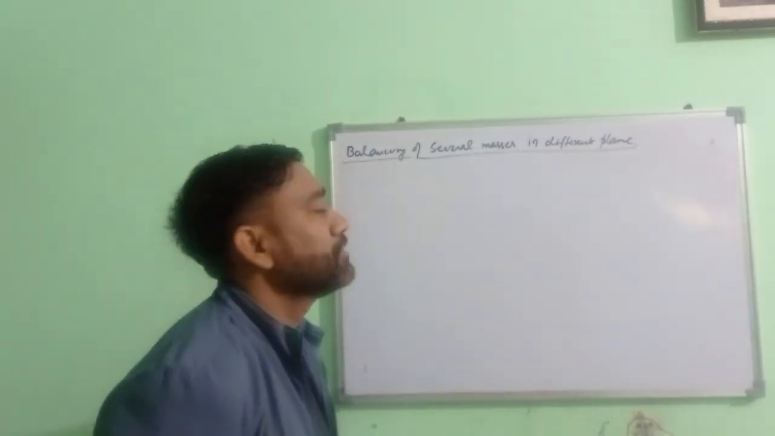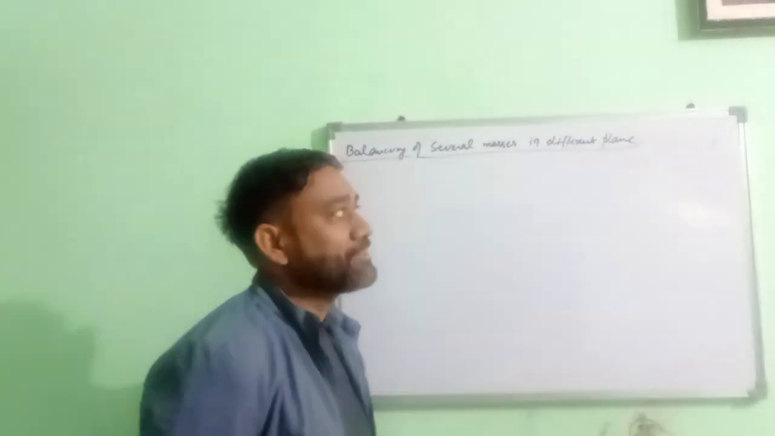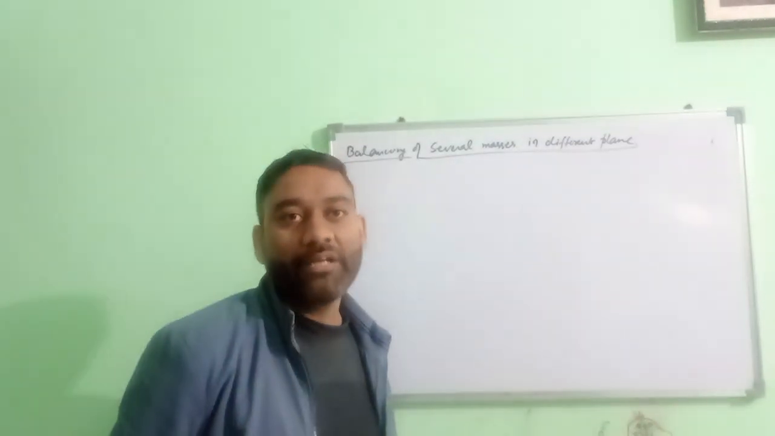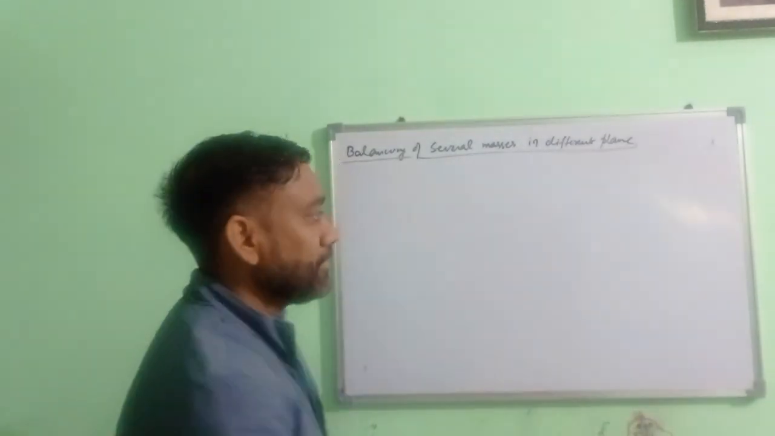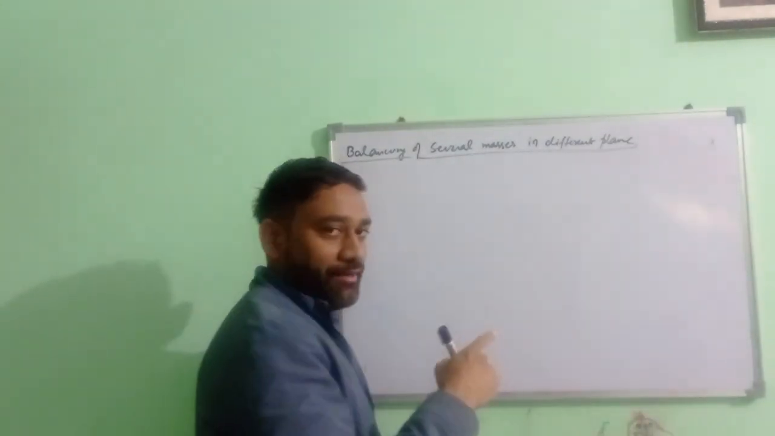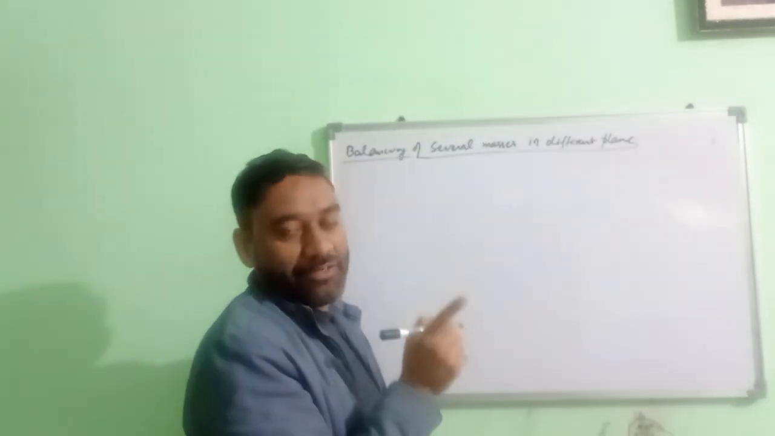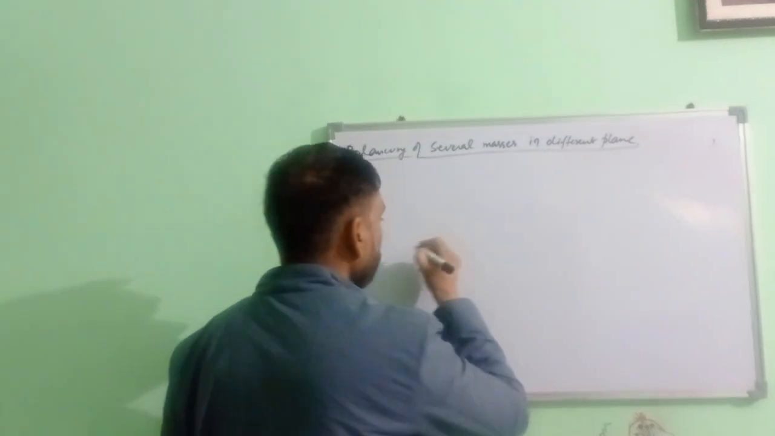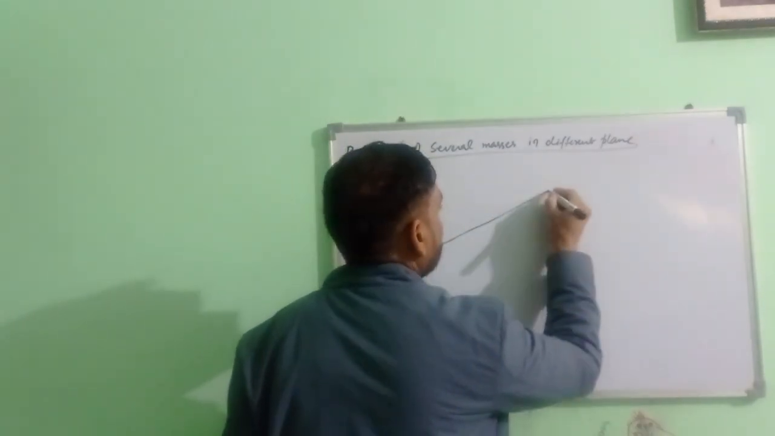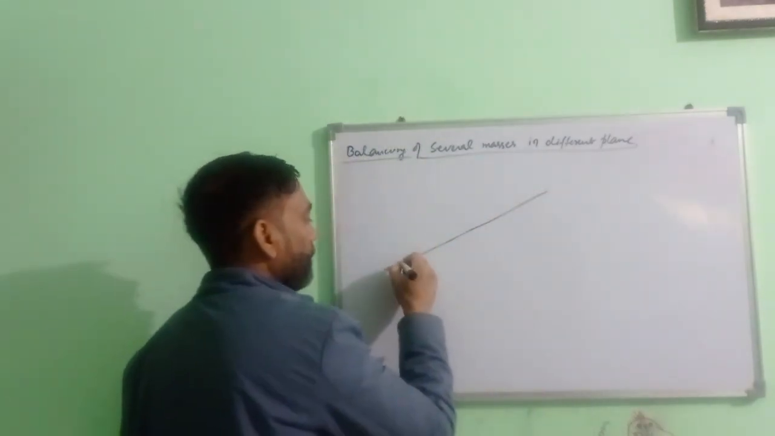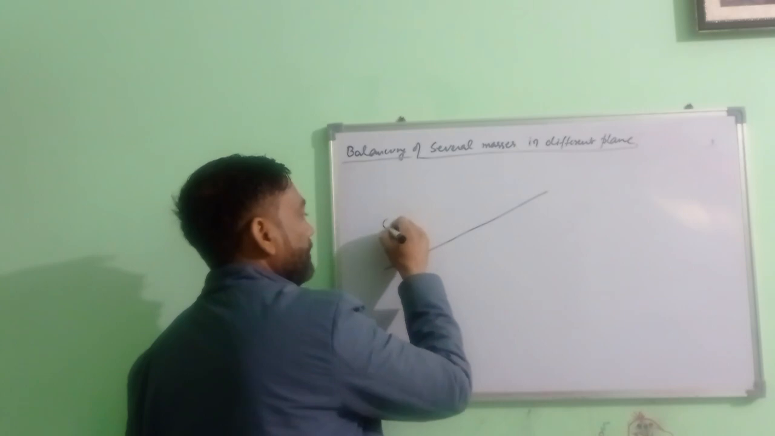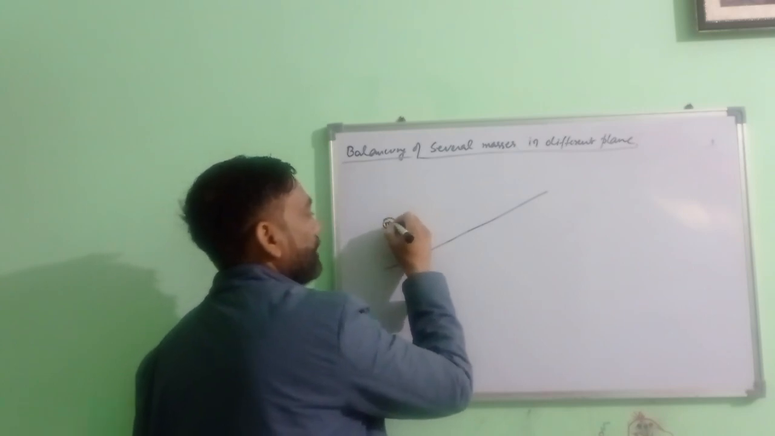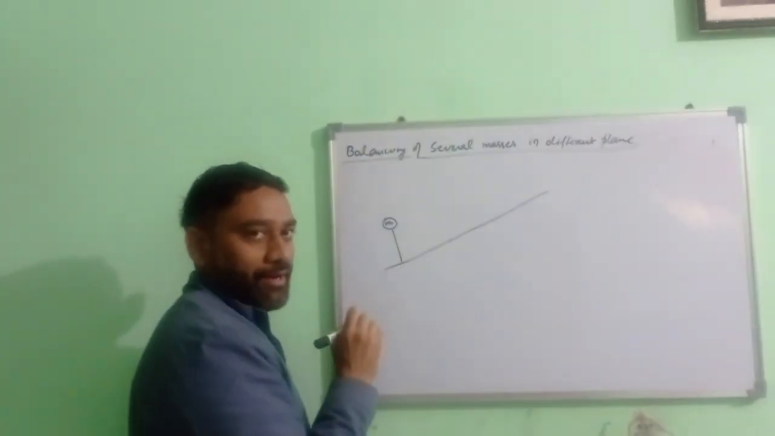We will consider different planes having unbalanced mass. In the previous class, there was one plane having different masses, but here there are different planes. Different planes means this is the shaft. Here is the mass m1, that creates the unbalance.